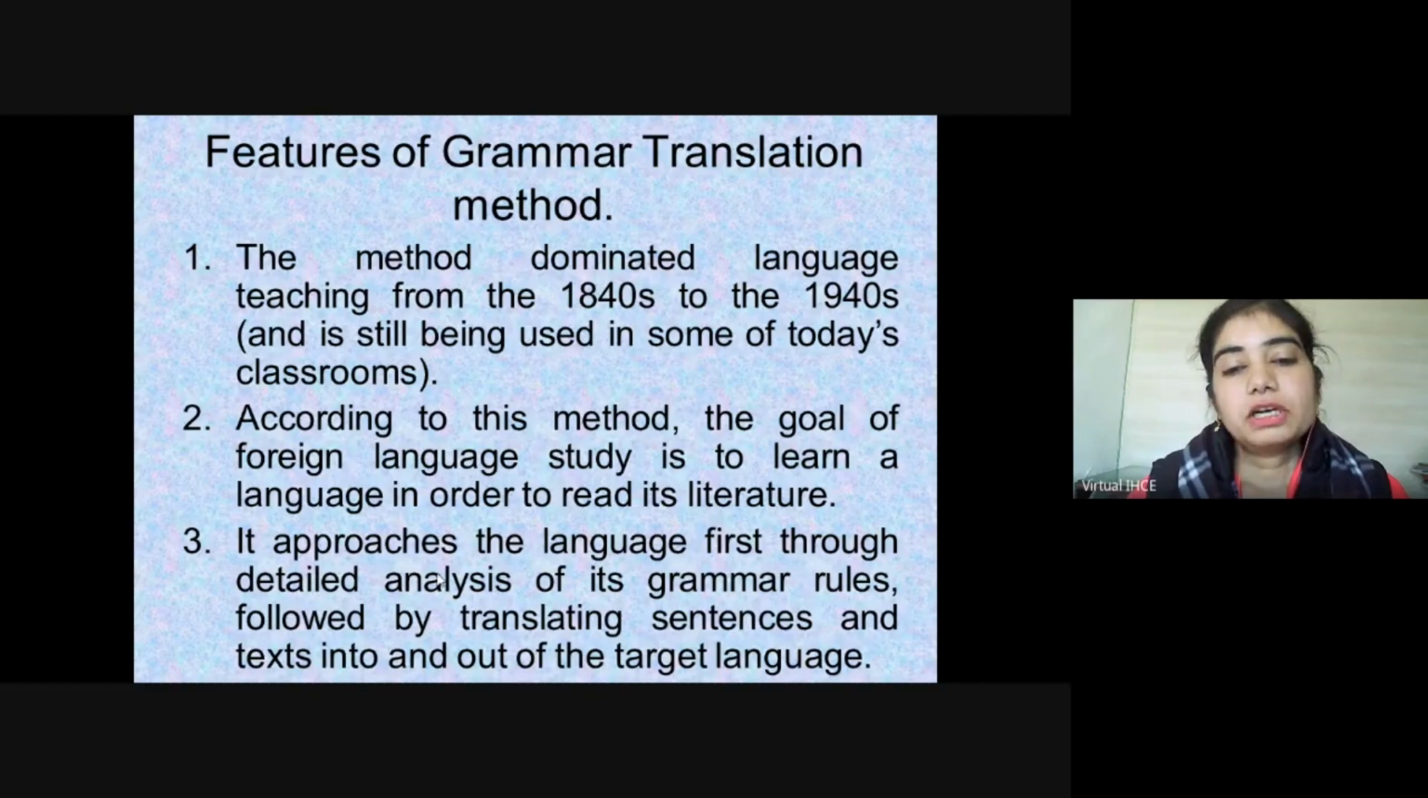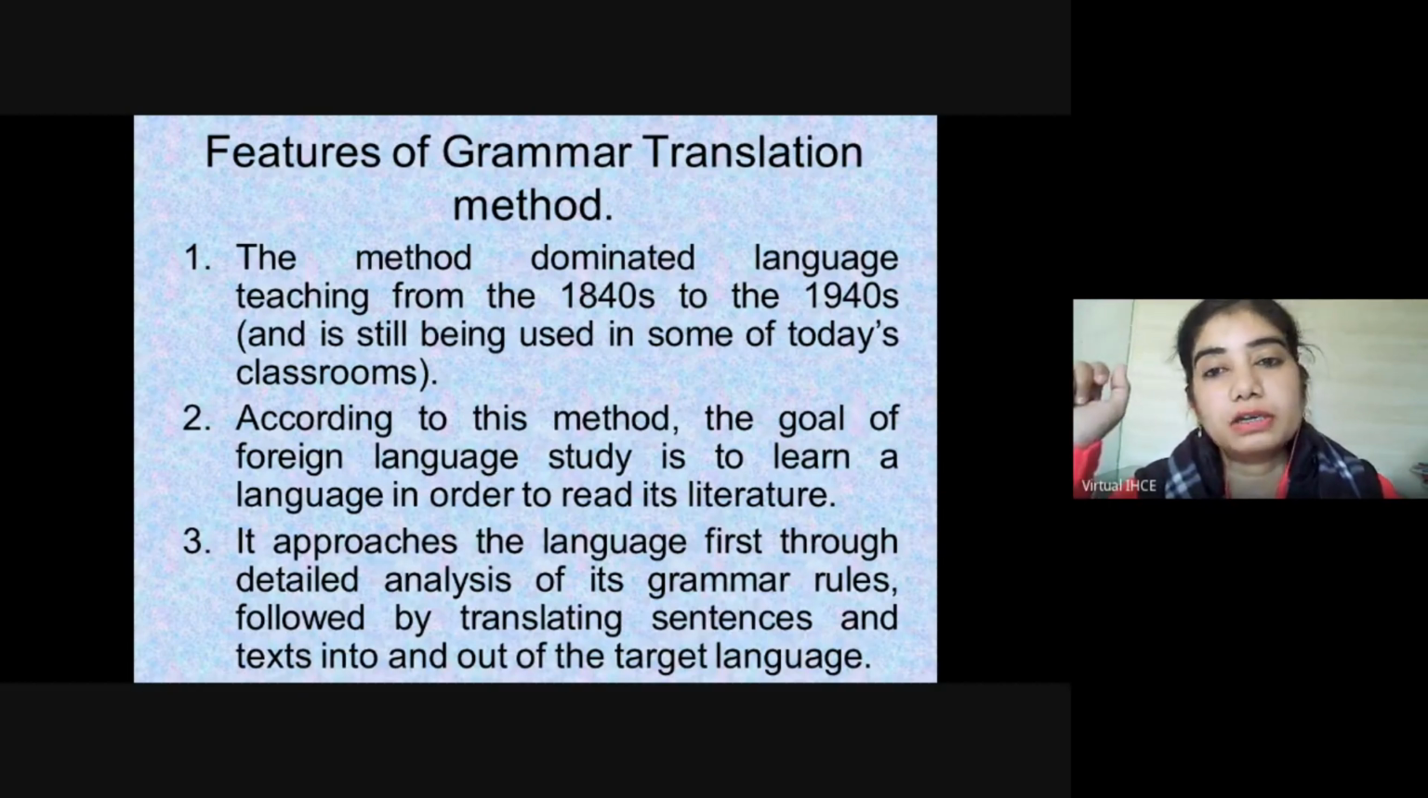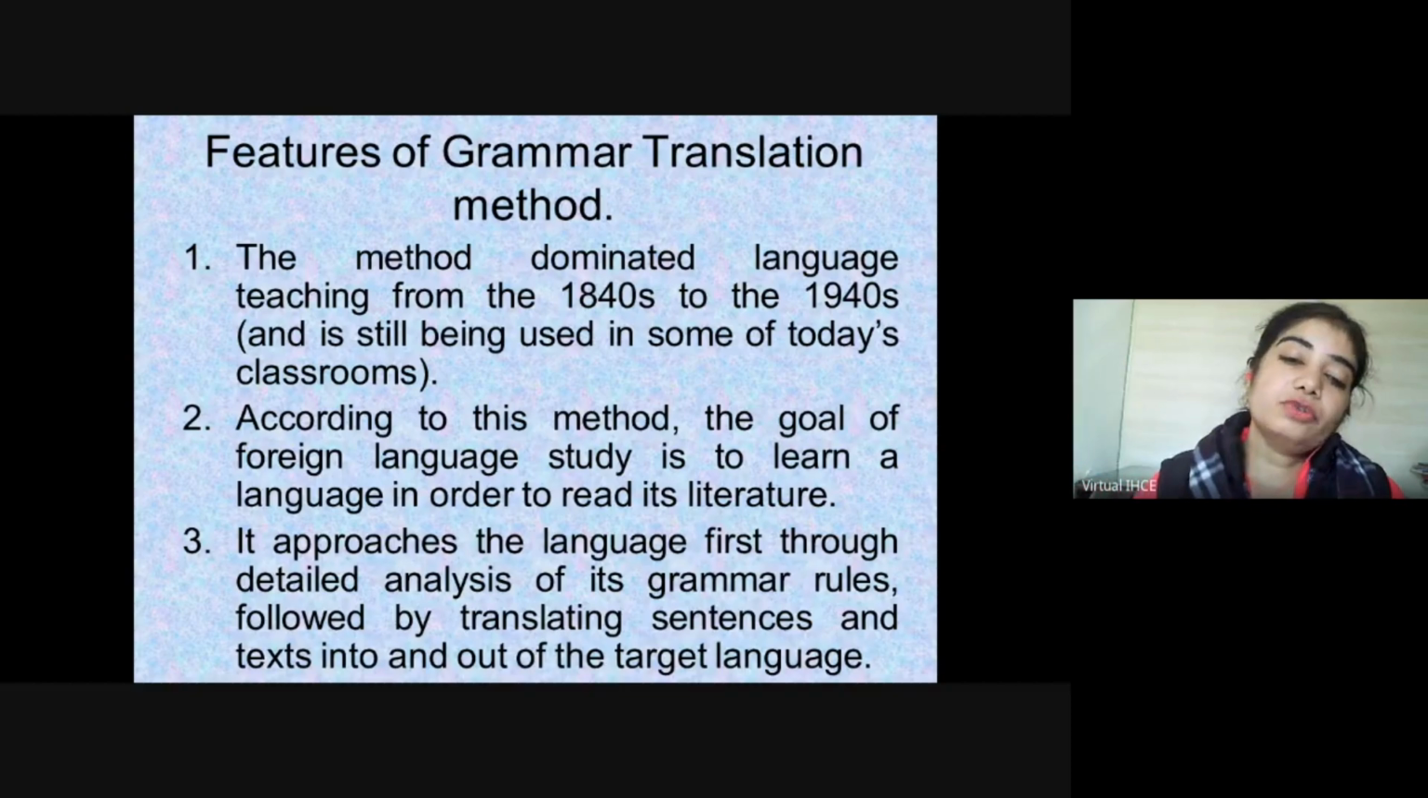So it approaches the language first through the detailed analysis of its grammar rules. Rules and principles and definitions have to be learned by the students, followed by translating sentences and texts. So then it is followed by translating the sentences from the mother tongue to English language, and from English language to mother tongue for better understanding. And also the text is translated. Target language over here means English language.